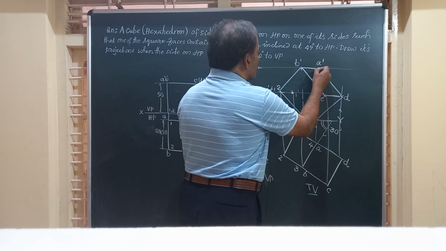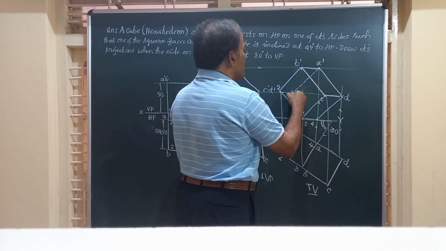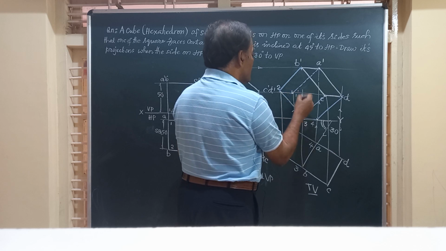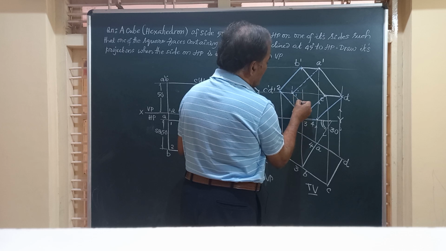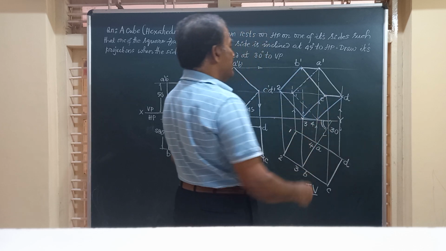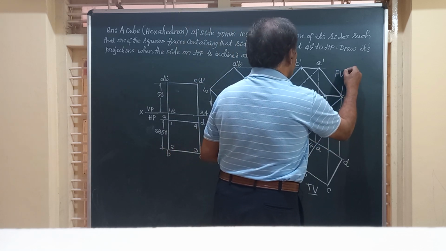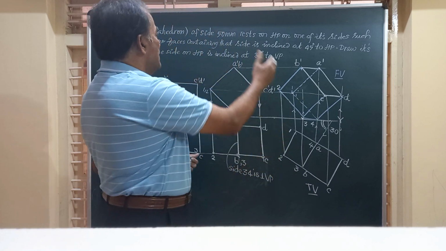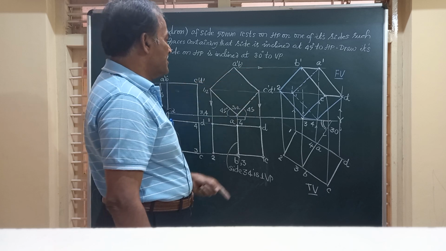So, friends, this A to 1 is to be shown by a dotted line. Similarly, this edge is not visible. Since this is not visible, all the connecting lines are also not visible, and hence I show them by dotted lines. Friends, finally, this will give you the front view of the cube. This is the top view of the cube, and this satisfies all the requirements put forth in the question.